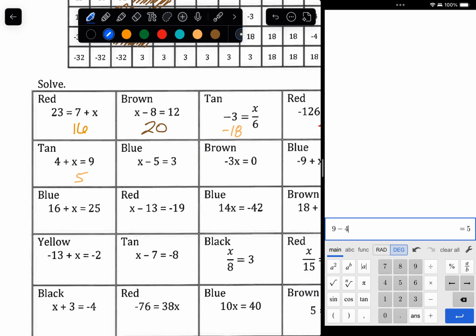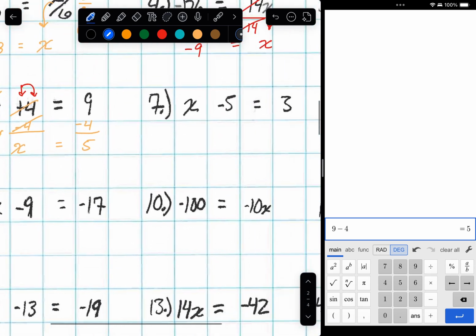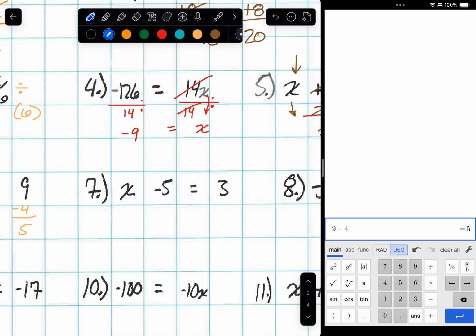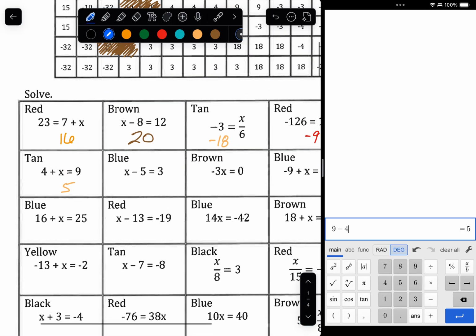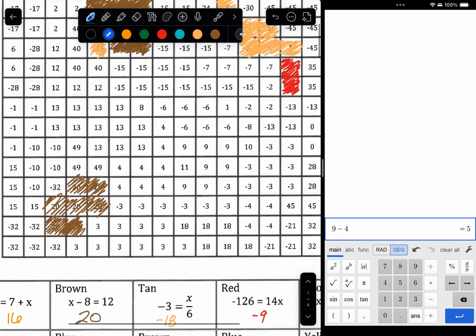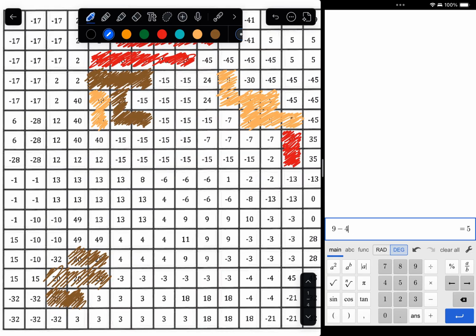Blue. X minus 5 equals 3. Look at your x. What's happening to x? Subtracting 5. Do the opposite. Add 5. Bring down x. Whatever you do to one side, do the other. 3 plus 5 is 8. X equals 8. Really, just one little blue 8.